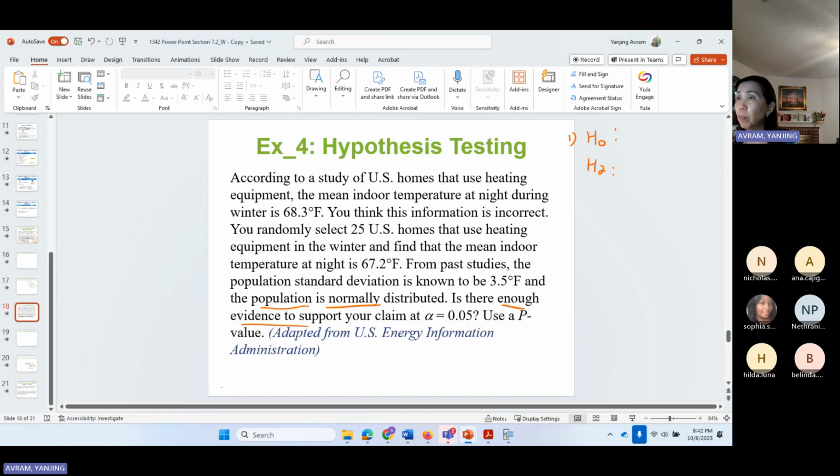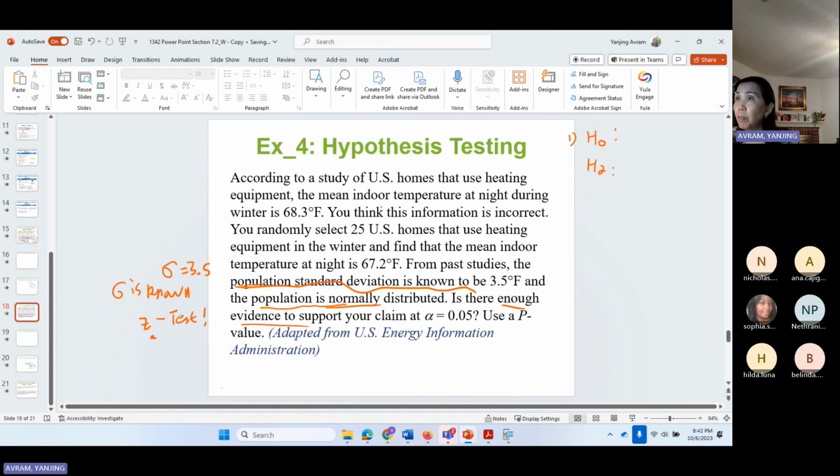This one tells you the population standard deviation. So that's sigma. Sigma is 3.5, so sigma is known. Okay, so we're going to use the z-test. Very important: they're giving you the population standard deviation, so sigma is known, and it's a z-test.